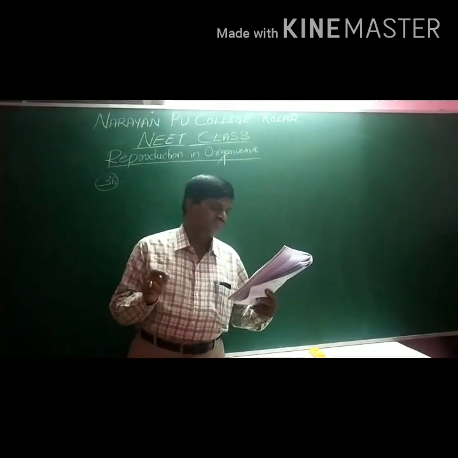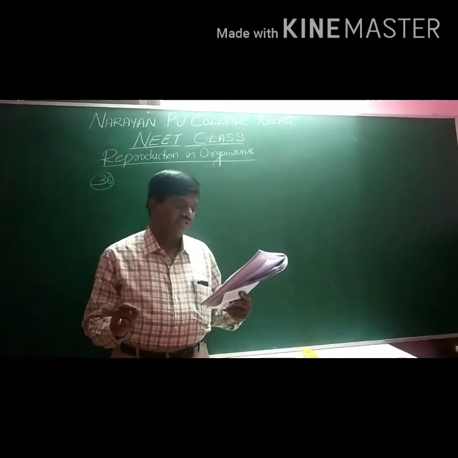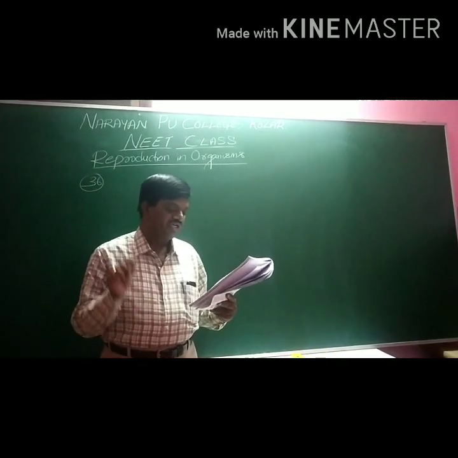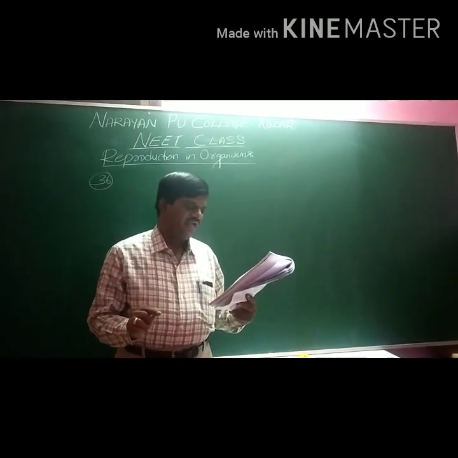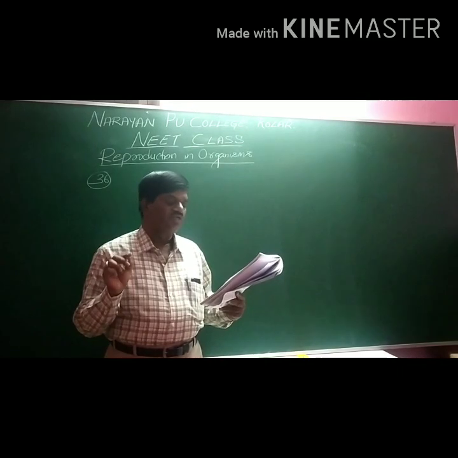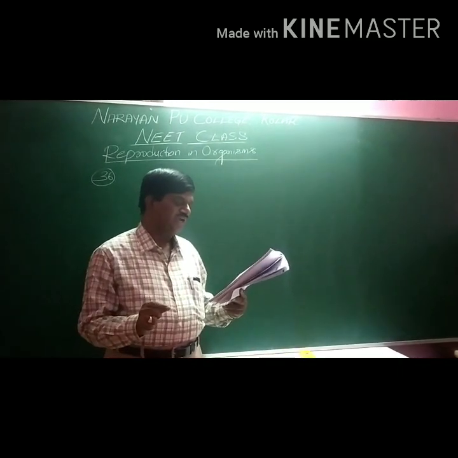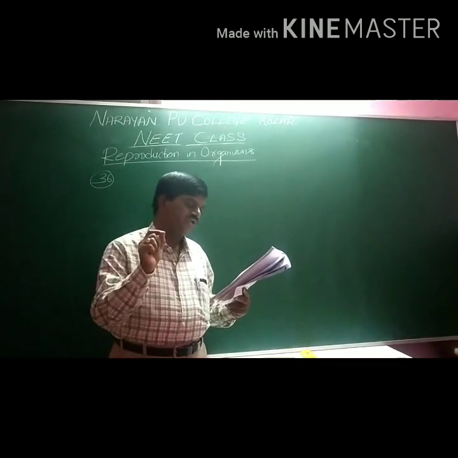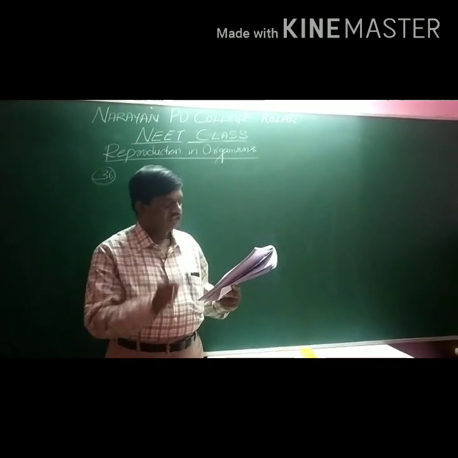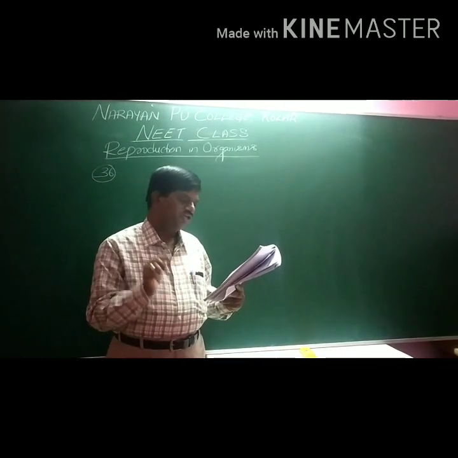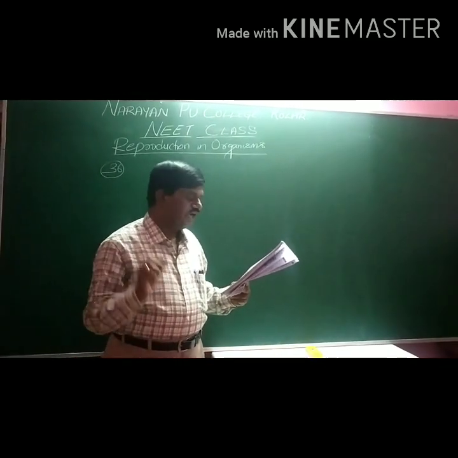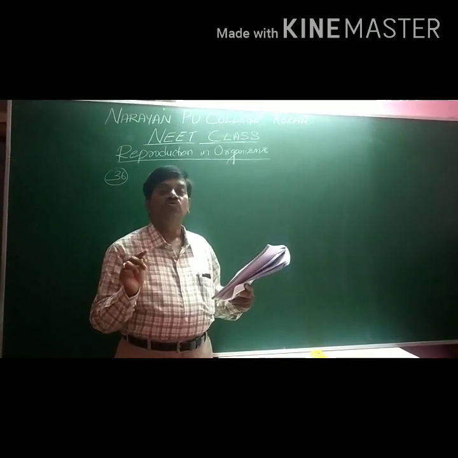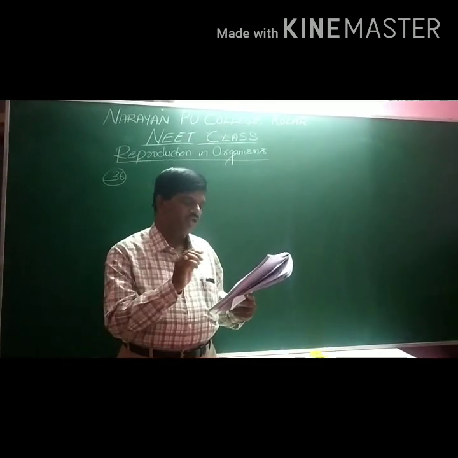The first option, monoecious plant bearing unisexual flowers. Yes, this is right because monoecious means both male and female flowers are present in the same individual. So this matches with the question. We go for the second one. Dioecious plant bearing only male or only female flowers. So this is not going to match.